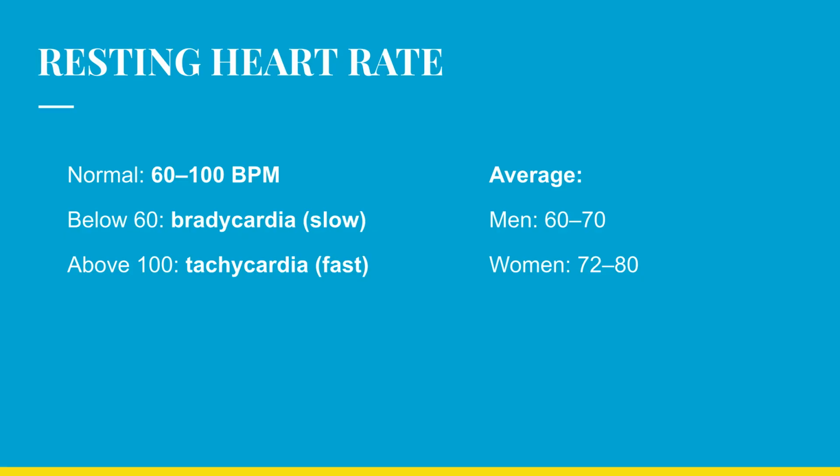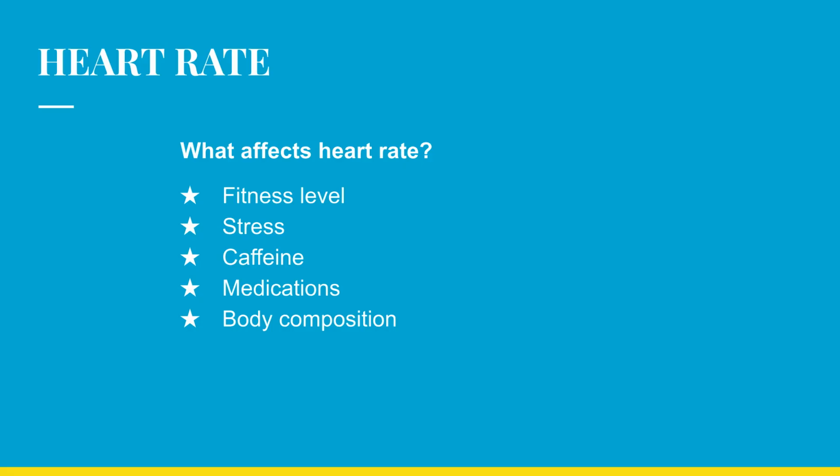Below 60 is bradycardia, and above 100 is tachycardia. The average heart rate for men is 60 to 70 BPM, and for women is 72 to 80 BPM. Various factors affect heart rate, including fitness level, stress, caffeine intake, medications, and body composition.